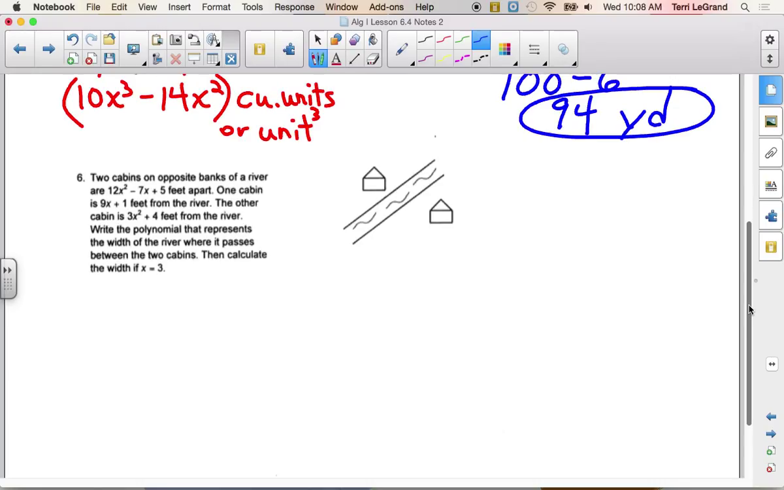Any suggestions? Jacob? You could take 12x squared minus 7x plus 5 minus 9x plus 1 minus 3x squared plus 4. So, because we need to subtract, it's the distance from the.